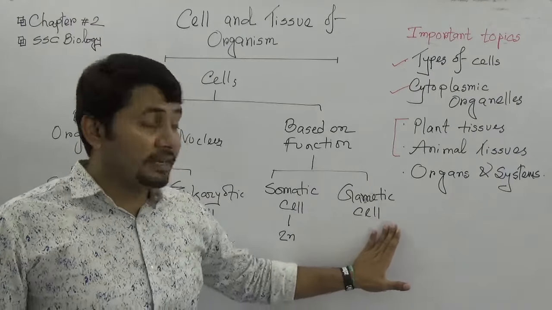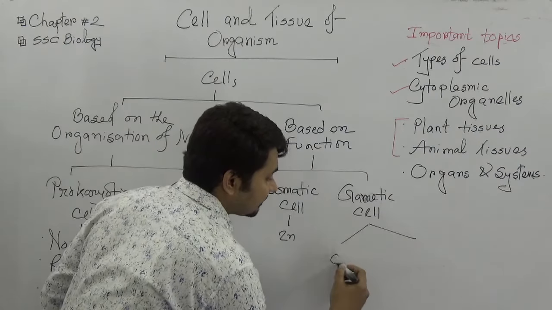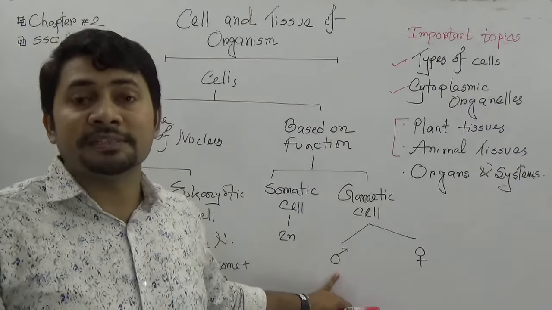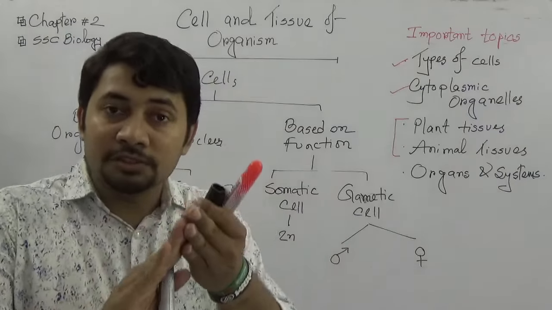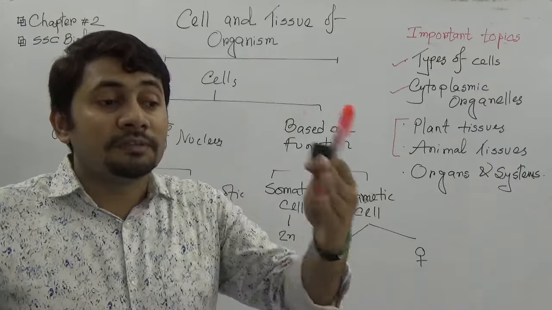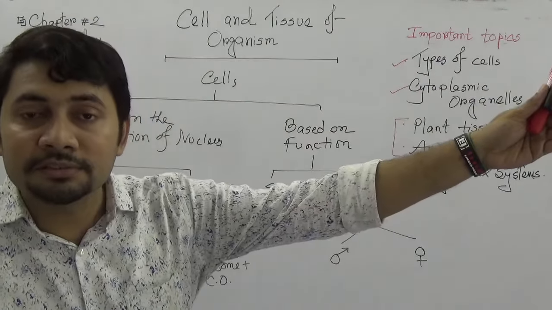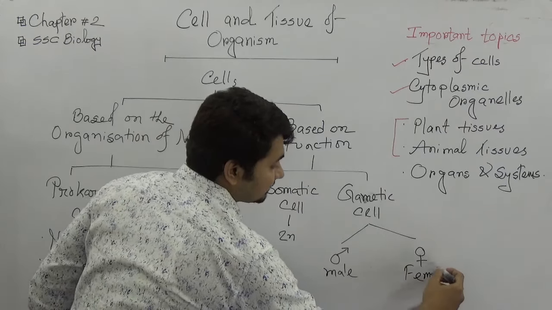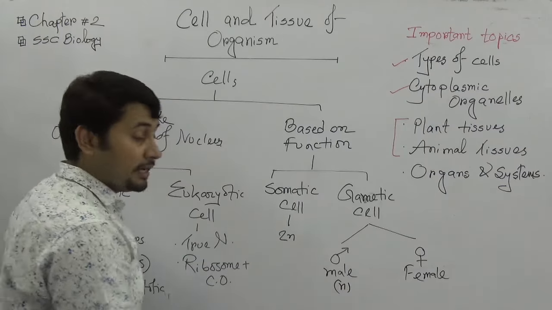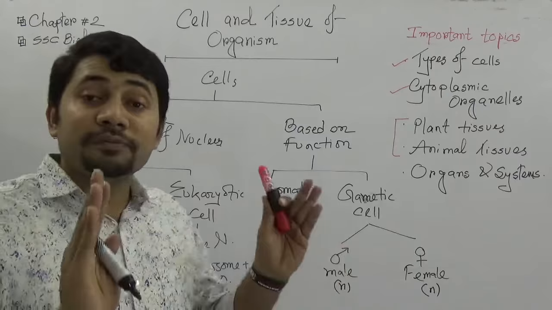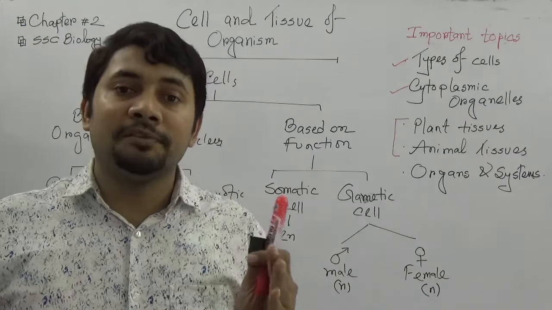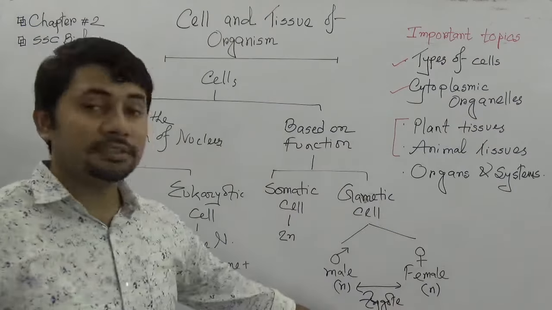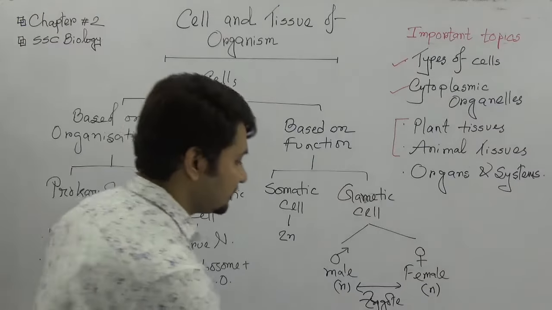And gametic cells are again of 2 types: male gamete and female gamete. In humans or other animals, there are sperm and ovum, which fuse and produce a zygote, and that zygote, through repetitive mitotic process, is responsible for body growth. The male gamete is haploid, and the female gamete is also haploid. When these 2 different gametes fuse together through sexual reproduction, they form a new type of cell called a zygote, which is diploid, 2n.